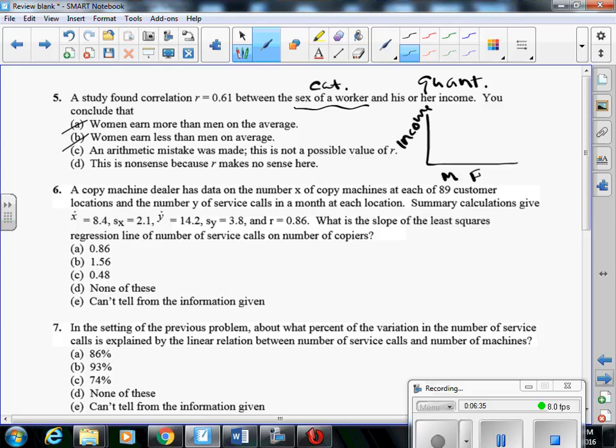And then the arithmetic mistake was made. This is not a possible R value. Well, we can have an R of 0.61, so that's not really the problem. The problem is that we can't even calculate an R because it doesn't make sense when I'm using categorical and quantitative variables. Okay, number 6.